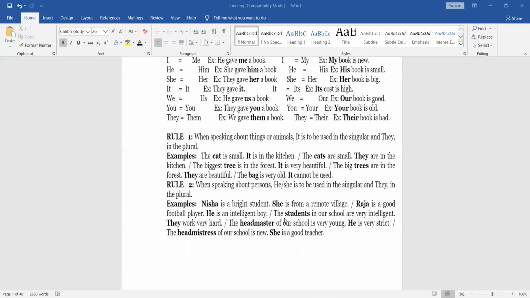The next one, I'm going to skip. It's pretty self-explanatory. I'll go to the third sentence. The students in our school are very intelligent. So here, students is plural. It is in the form they. So obviously the second sentence will be they work very hard. So did you understand that? Everything else is self-explanatory. Please go through it.